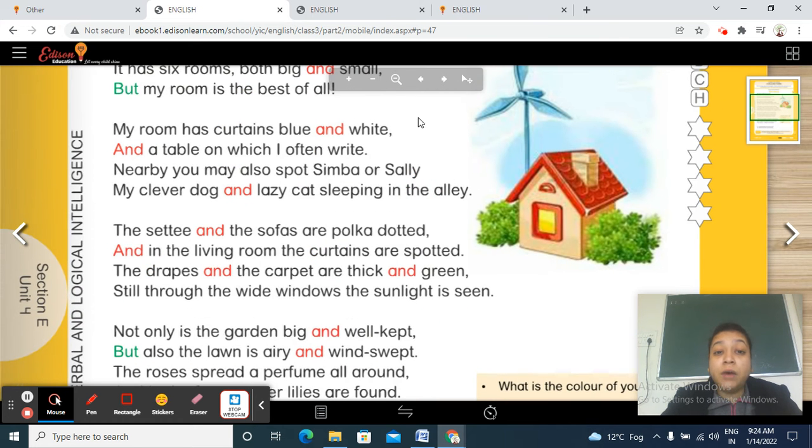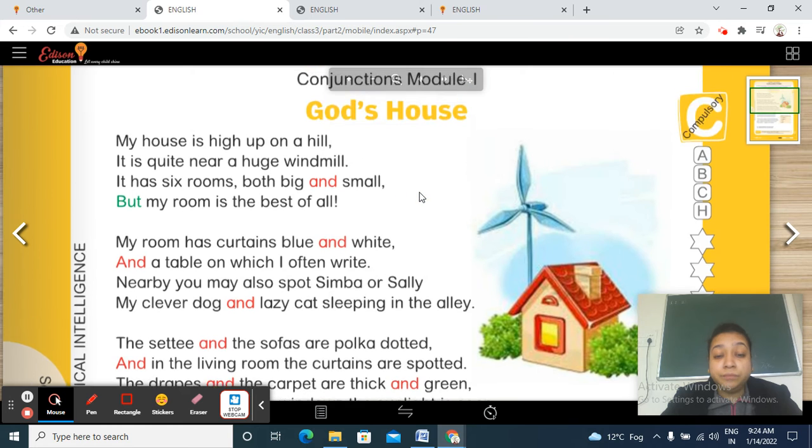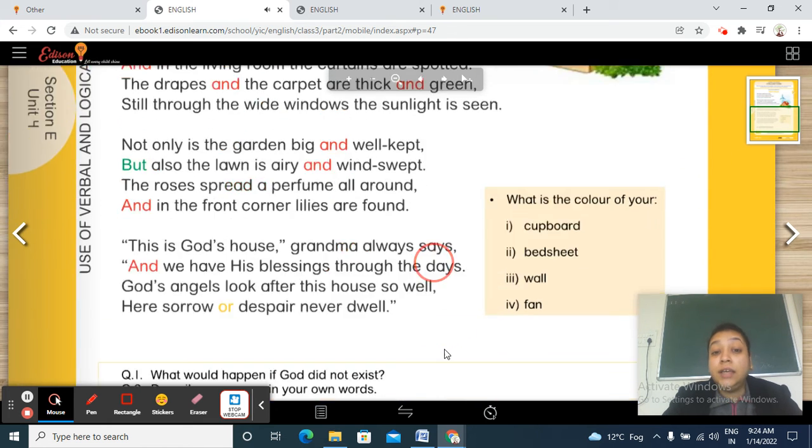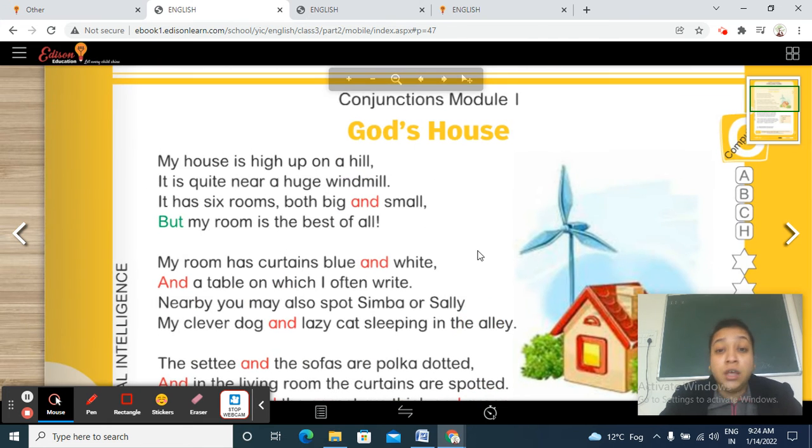So we are talking about the house. The poet is telling about his or her house. We don't know if the poet is male or female, poet or poetess. So we are talking about the house of a poet or a poetess. My house is high up on the hill. It is quite near a huge windmill. You can see the rhyming words at the end of each and every sentence.